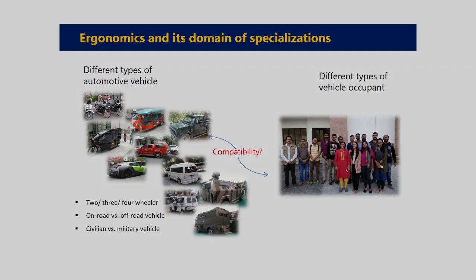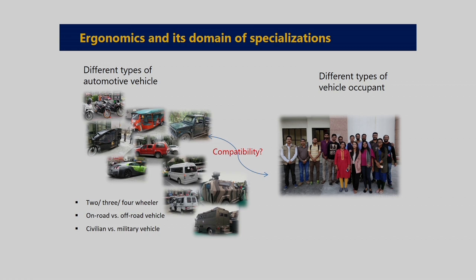Now, if you look at this picture, then what we can see? There are two-wheelers, there are three-wheelers. There are different types of vehicles, starting from on-road vehicle, off-road vehicle, and the use purpose is also different. Some vehicles are being used for civilian purpose, some for military purpose or defense purpose. So, there is huge variation in vehicle design.